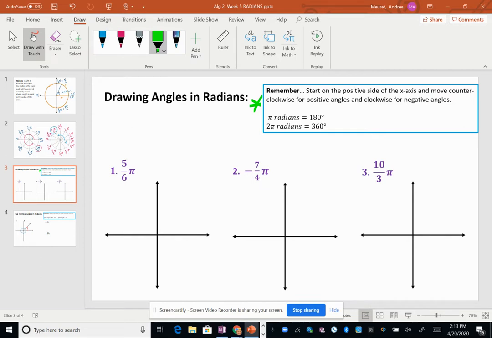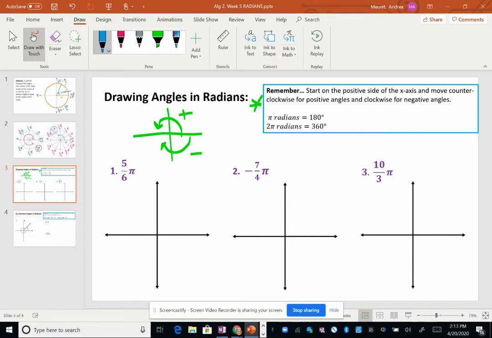for negative angles. So if we're looking at just some x and y axes, positive angles start on this side of the x-axis and move in that direction for positive angles. Negative angles start in the same place but go in the other direction.